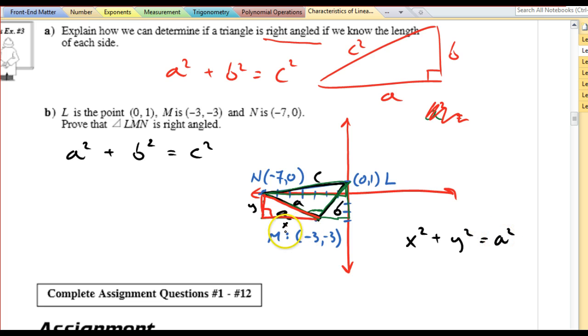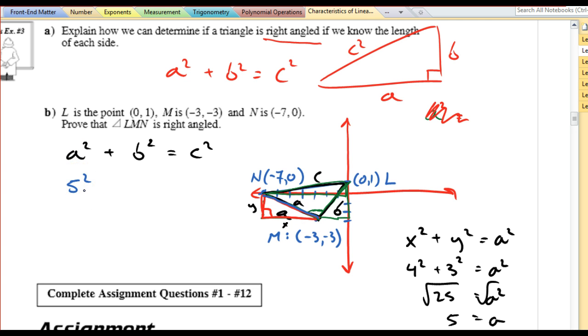For X, I have -3 minus 7. That's going to be 4 squared. And then 0 minus -3, that's going to be 3 squared, equals A squared. 4 squared, 16, plus 3 squared is 9, so 25 equals A squared. Square root that. Okay, so at least I get an easy number here. A equals 5. So what I just got was this length over here. That equals 5. So I'm going to go ahead and put that over here, 5 squared.